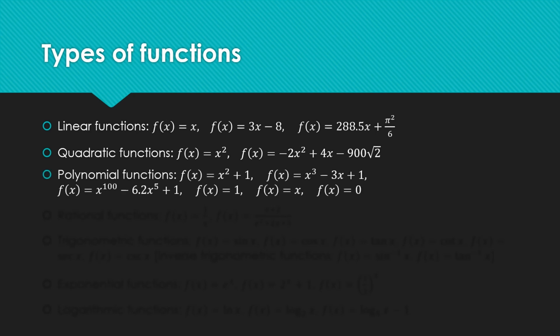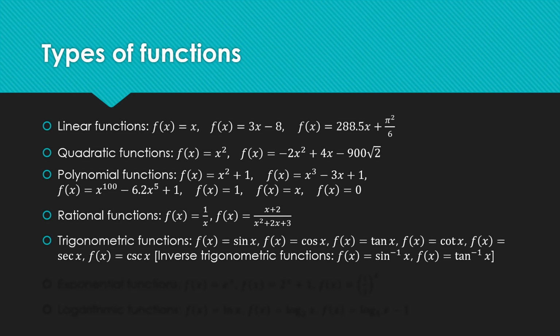Then we have polynomial functions. They are like quadratic functions, except they don't have a restriction on their highest power of x. For example, here we have x to the power of 100, and also we have ones that have no power of x inside, which are f of x equals 1 and f of x equals 0. We also have rational functions, which are a polynomial divided by another polynomial. Then there are the trigonometric functions, f of x equals sine x, cosine x, tangent x, and so on, and some of their inverses as well, inverse sine and inverse tangent.